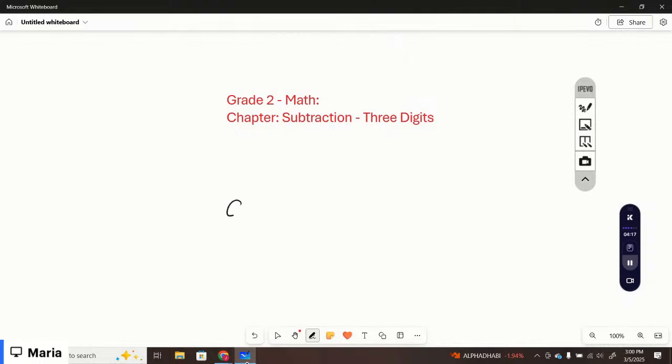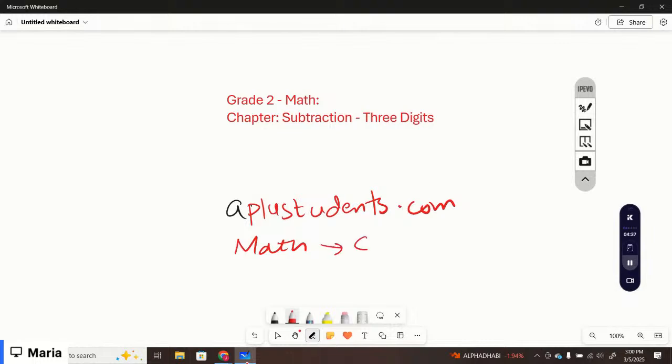You can find all the lessons on aplusstudents.com. You have to log in there using your email address and password as provided by the administrator. Then you have to select math from the subject tab, scroll down to grade 2 math, and then click on view all lessons. You can find a list of the chapters. We're going to start with the chapter subtraction, three digits.